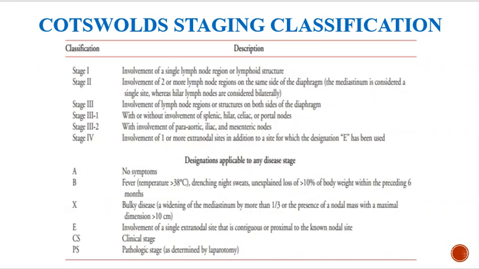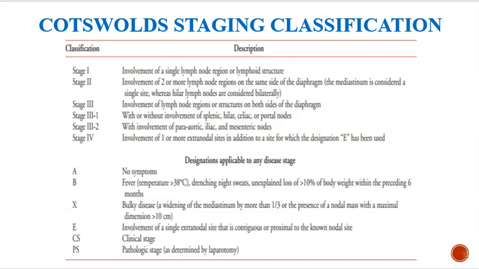The stage number in all cases is followed by the letter A or B, indicating the absence (A) or presence (B) of one or more of the following: unexplained fever above 38 degrees Celsius, night sweats, loss of more than 10% of body weight within 6 months. Localized extranodal extension from a mass of nodes does not advance the stage, but is indicated by the subscript E. Thus, mediastinal disease with contiguous spread to the lung or spinal theca would be classified as IE.